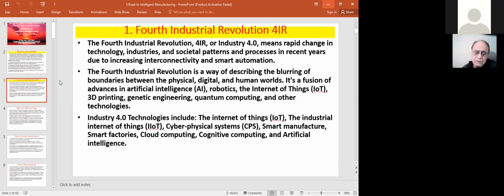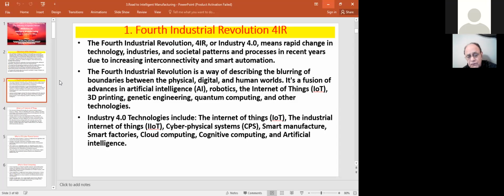We'll talk about all these terms, and we will see what exactly they mean, because sometimes these terms intermingle with each other, and we use them in a very mixed way. 3D printing and genetic engineering and quantum computing and other technologies.